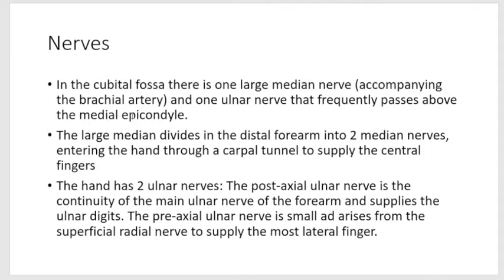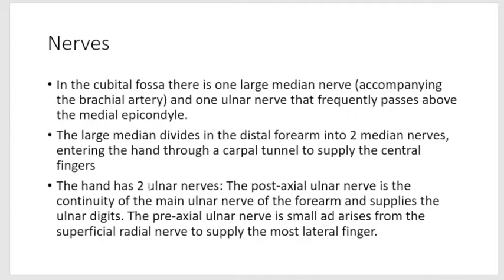Nerves are interesting. In the cubital fossa, you have a huge, large median nerve, accompanied by the brachial artery, and one ulnar nerve, which is interesting because it passes above the medial epicondyle, not behind. So now these are three nerves, and the large median nerve will go down to the distal forearm to divide into two median nerves, entering the hand through a carpal tunnel to supply the central fingers. And then the hand will have two ulnar nerves.